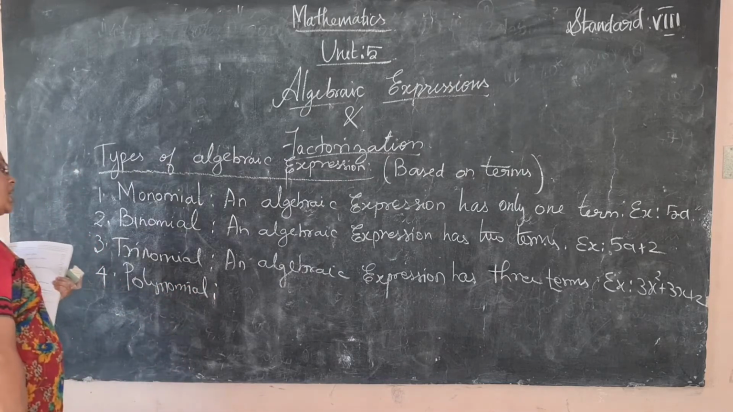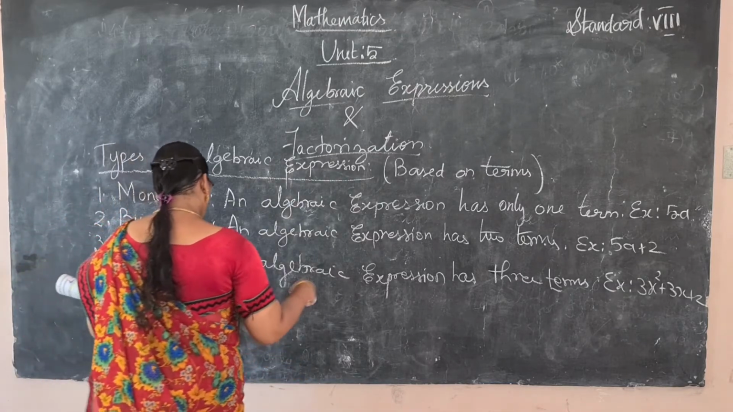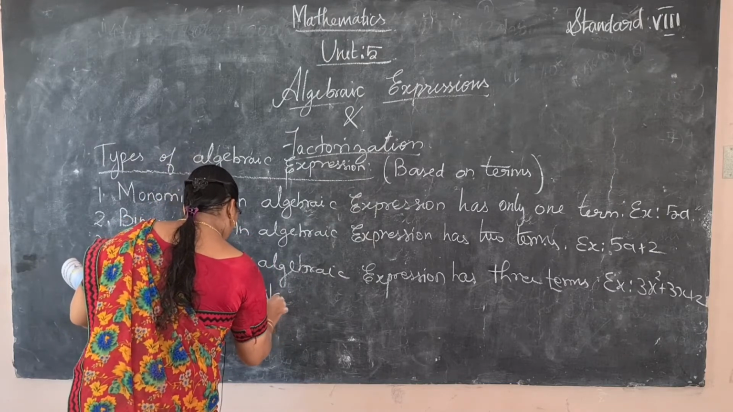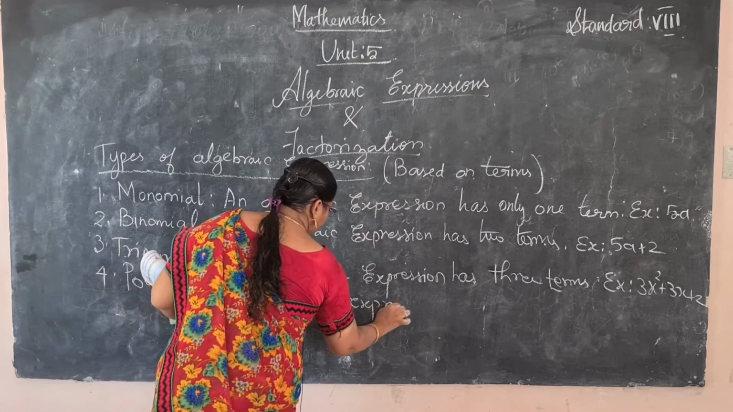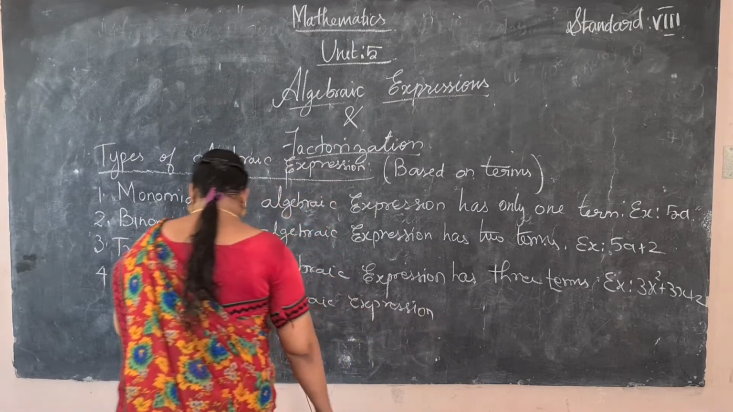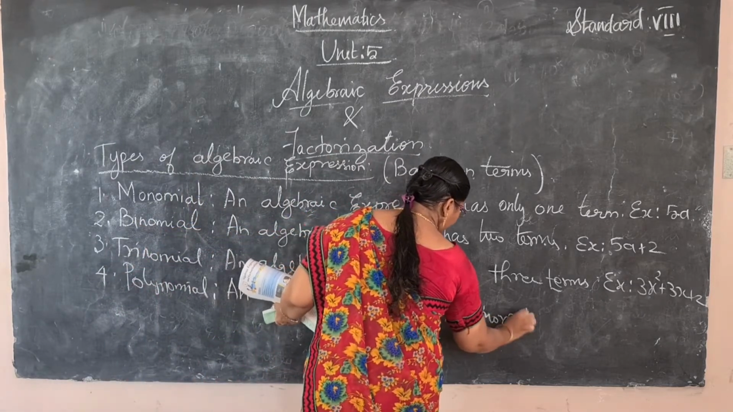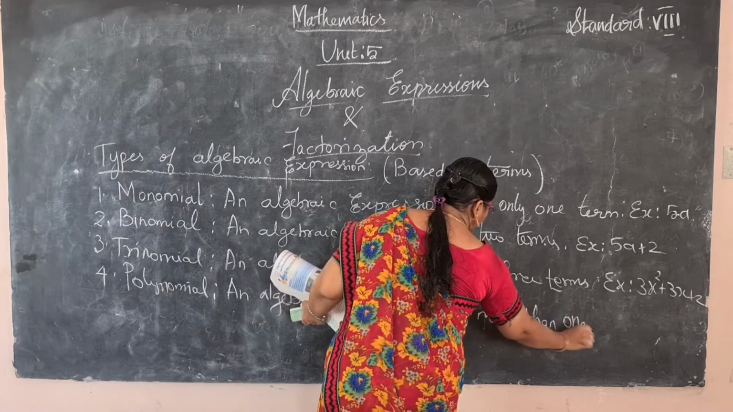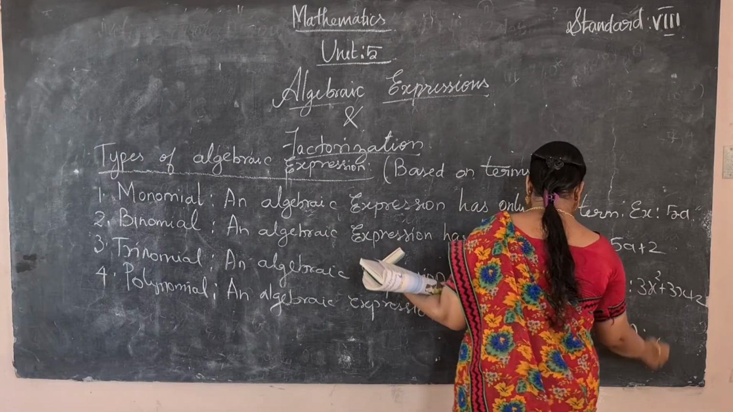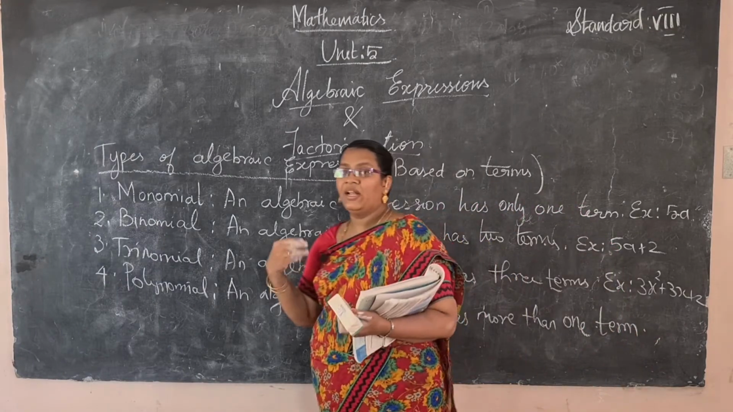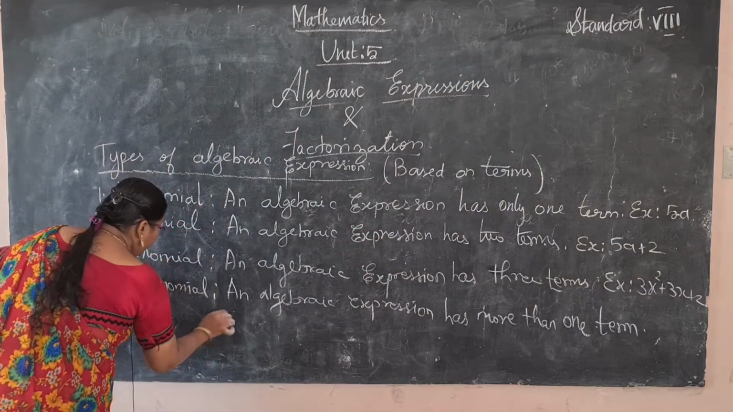Polynomial means an algebraic expression with one or more terms. An algebraic expression has more than one term. Okay, if there is more than one term, then we call it a polynomial. Okay, that is called the polynomial.